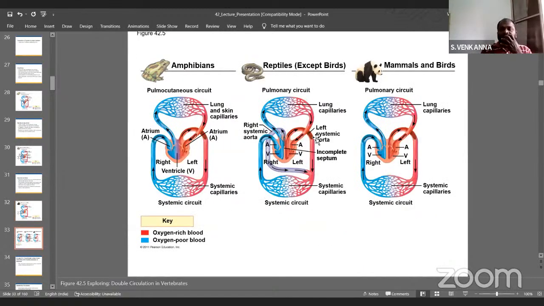Next, we compare amphibians, reptiles except birds, and mammals and birds. Observe clearly how many structural and functional differences there are. So this is the difference between amphibian, reptilian, and mammalian circulation systems.